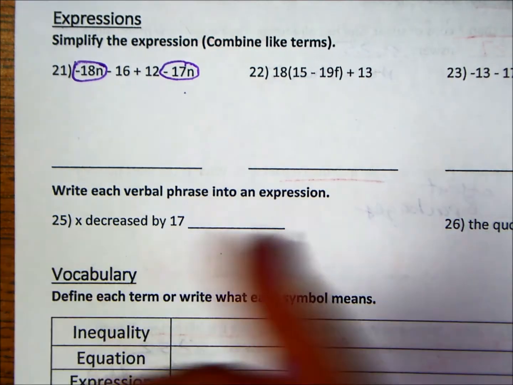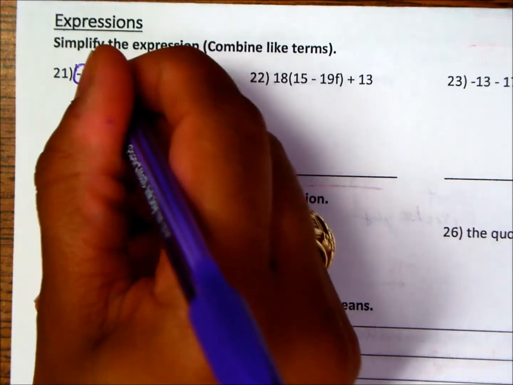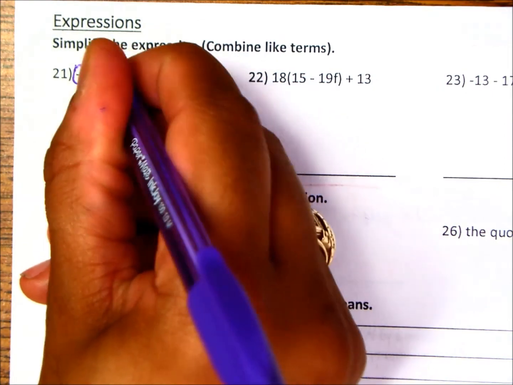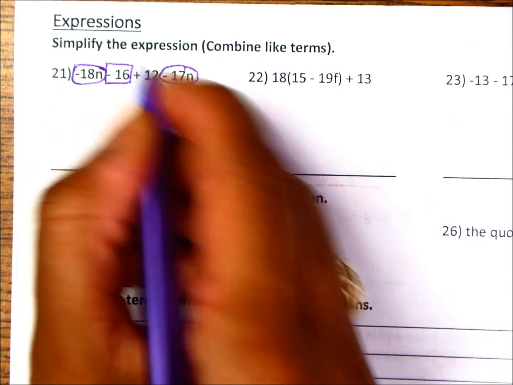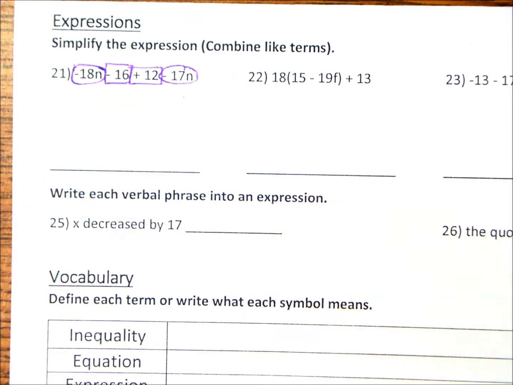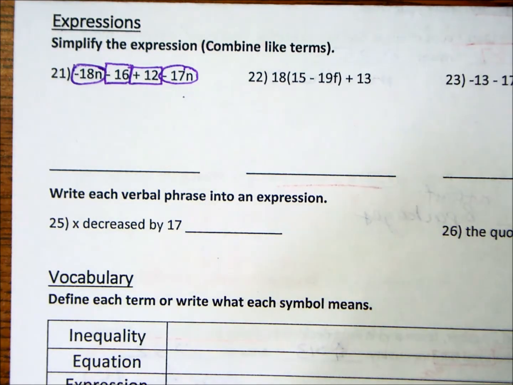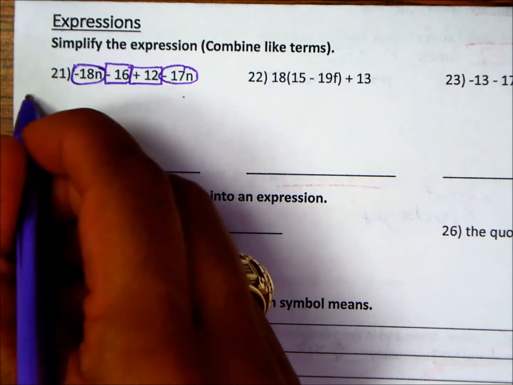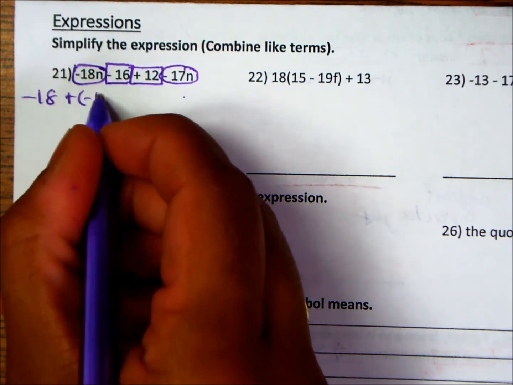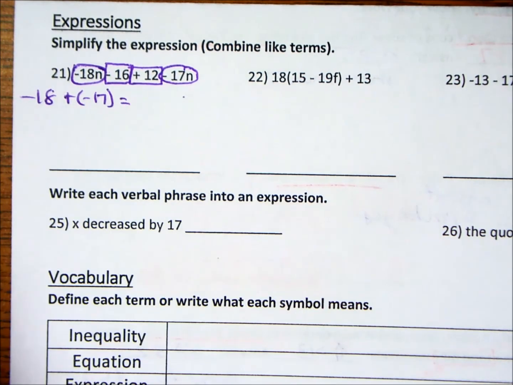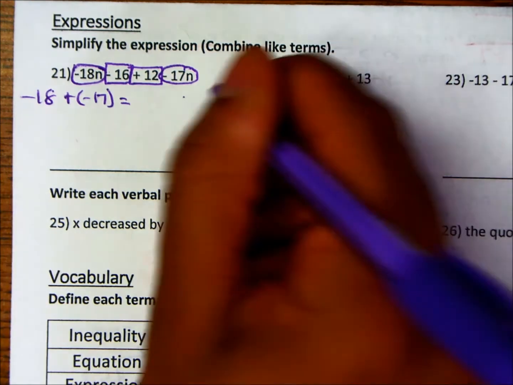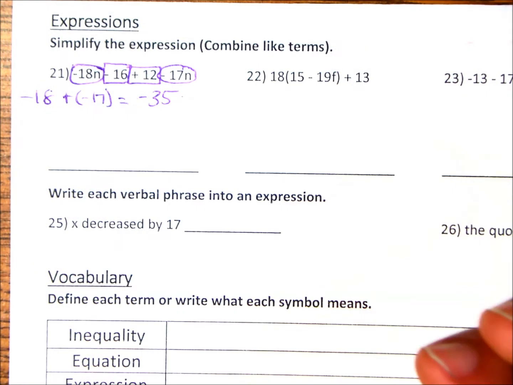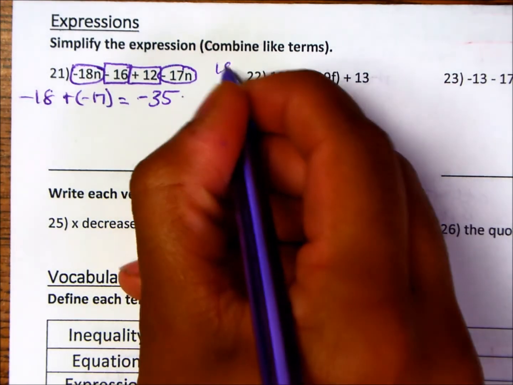So in this case, well, let's keep going. The next type of expression I have is negative 16. Is there any other number without a variable? Boom, right there. Remember, we only add coefficients. So do negative 18 plus negative 17. Same sign means we add like normal. So that's going to get us a negative 35. You can do the math.